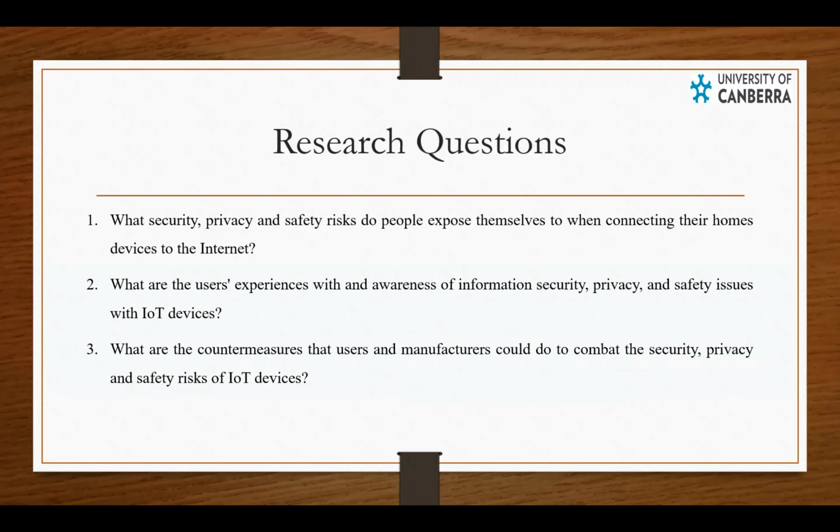The research questions for this paper. We have identified 3 questions. First, what security, privacy, and safety risks do people expose themselves to when they connect their home devices to the internet? Second, what are the user experiences with and the awareness of information security, privacy, and safety issues with IoT devices? And the last question, what are the countermeasures that the users and manufacturers could take to combat the security, privacy, and safety risks for IoT devices?